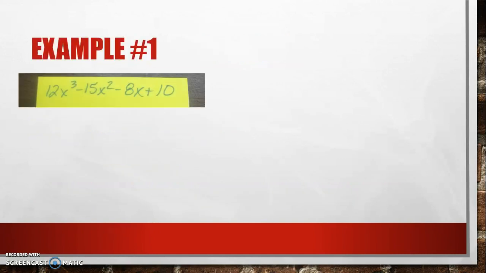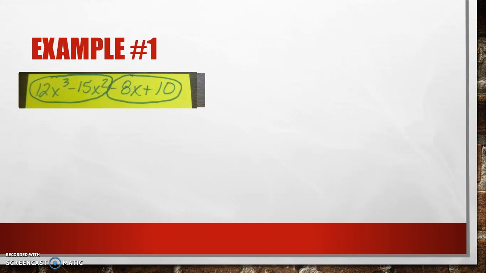Okay, here's an example. Example number 1. So we're going to start with 12x to the third minus 15x squared minus 8x plus 10. So I can't combine any like terms, and I cannot factor anything out because nothing goes into 12, 15, 8, and 10 evenly. And I can't take any x's out because the last term doesn't have any x's. So the only thing for me to do is to try to factor by grouping. So the first thing I'm going to do is group the first 2 terms and the last 2 terms.